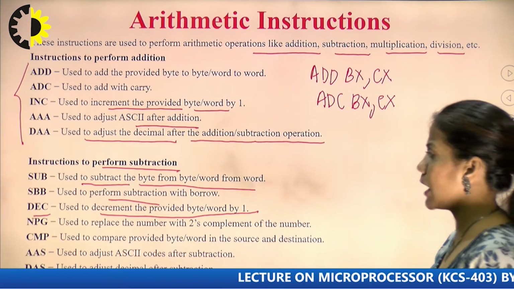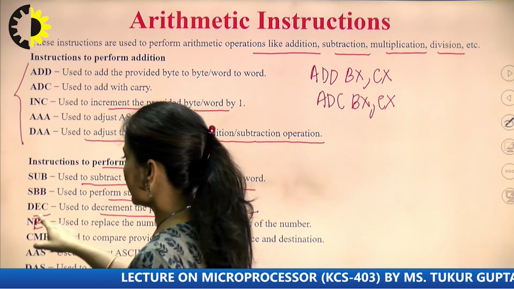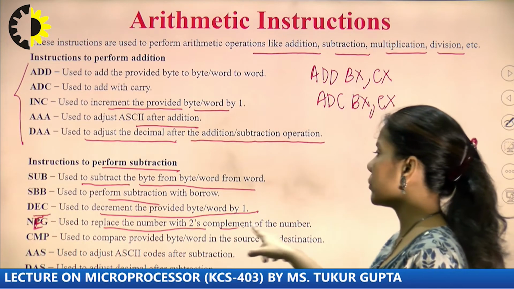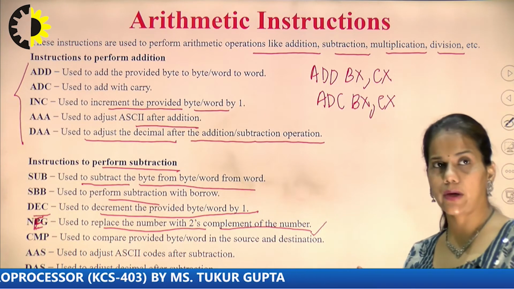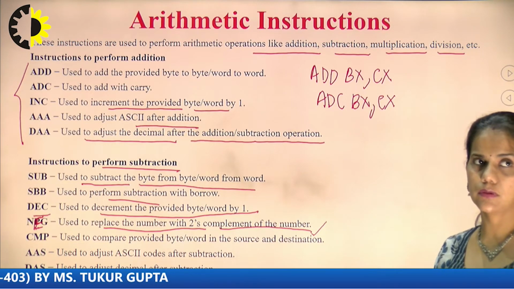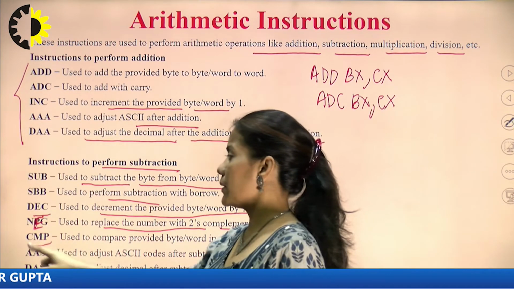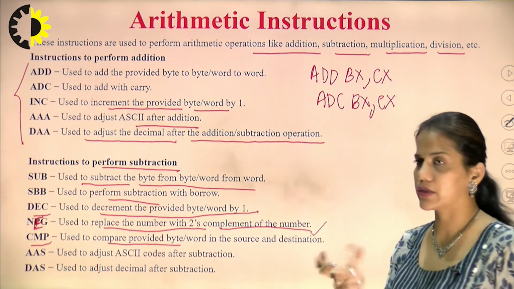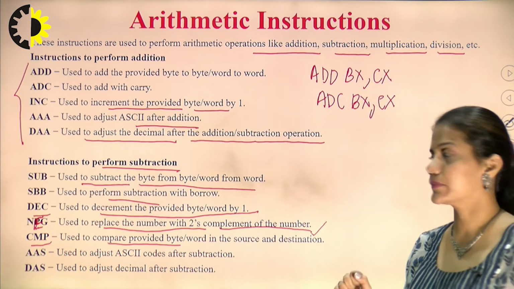Next instruction is NPG. Oh, sorry, this is negate. It's not NPG, it is NEG. NEG is used to replace the number with 2's complement of the number. So whatever number is provided in the operand, the 2's complement will be replacing that operand location. CMP, that is compare, it is used to compare the provided byte or word in the source and destination. The source will be compared with the destination given in the operands.